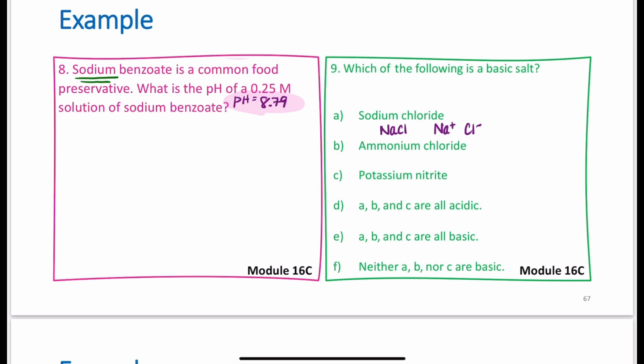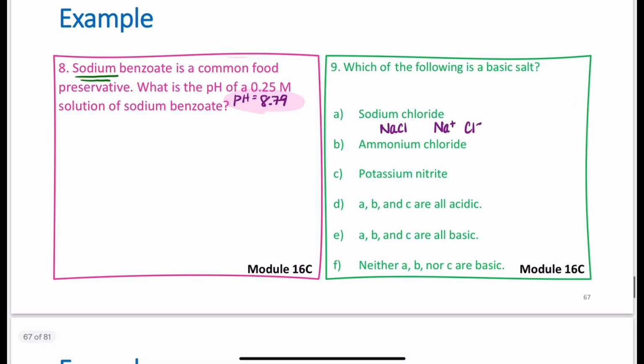If you think about it from the hydroxide or the acid-base perspective, Na plus came from NaOH, which is a strong base, so its conjugate acid is going to be neutral. Cl minus, chloride, came from HCl, which is a strong acid, so its conjugate base is going to be neutral. So this is going to be a neutral salt. Not acidic, not basic, just neutral.